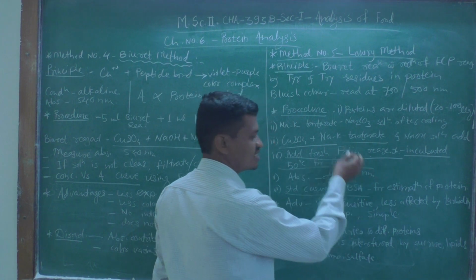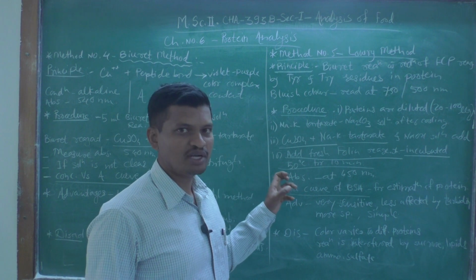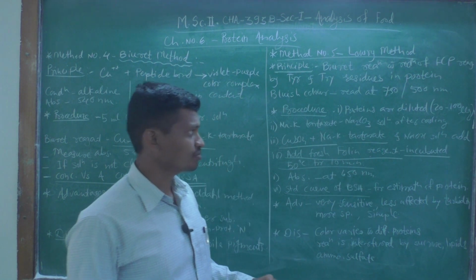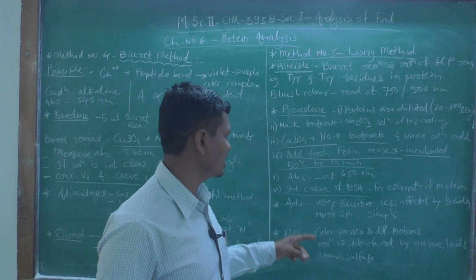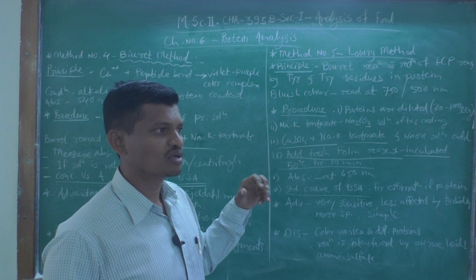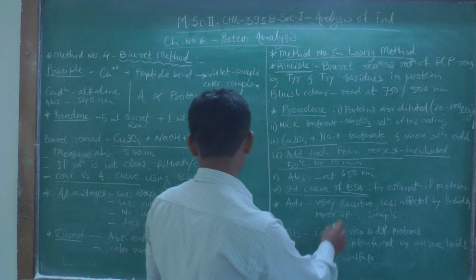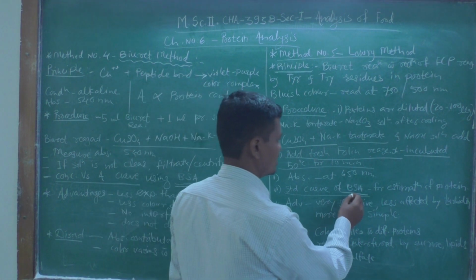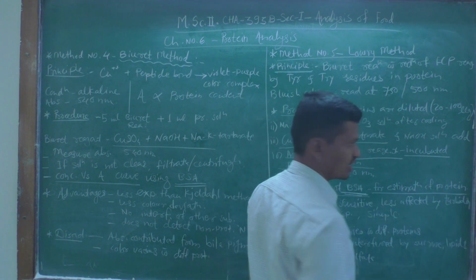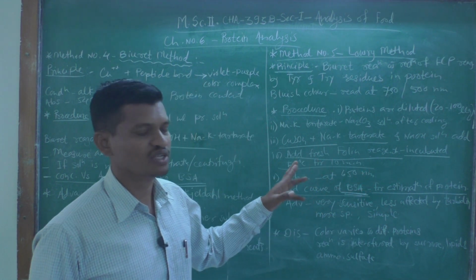Then the procedure is over. The final step is measurement of absorbance. Absorbance is measured at 650 nanometer. In this case again we have to use a standard curve of concentration versus absorbance, and it is generally made with BSA. BSA, that is bovine serum albumin, is used for estimation of protein. The bovine serum albumin standard curve is used.